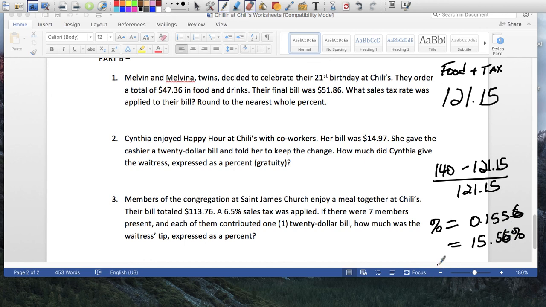Okay, but here's what I didn't want to comment on before. It seems like they're calculating the tip here on these questions. The tip is calculated on the total food and tax together. Okay, so we'll discuss this on Monday. But this is how these questions are done.